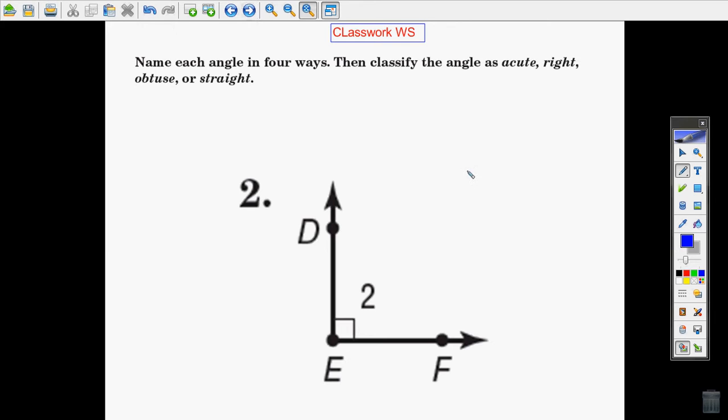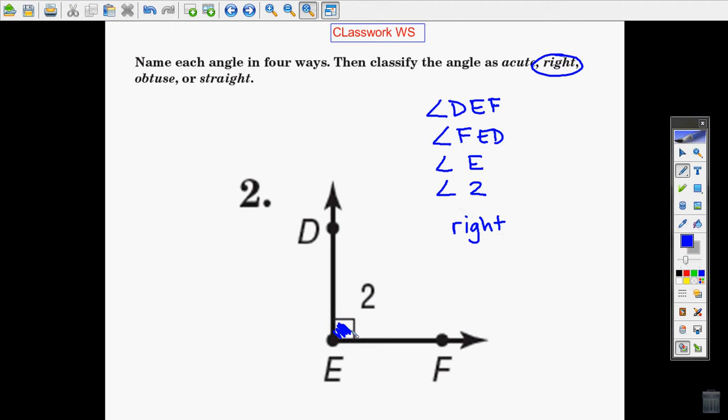Number 2, we've got angle DEF, angle FED, angle E, or angle 2. And this is going to be a right angle. We can tell it is because of our little box in the corner. That indicates that we have a right angle.